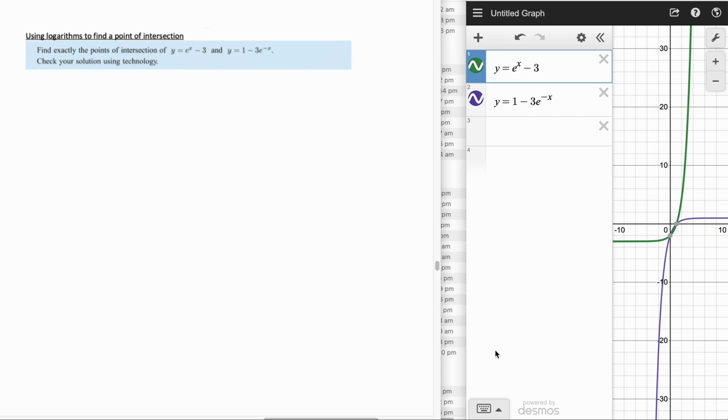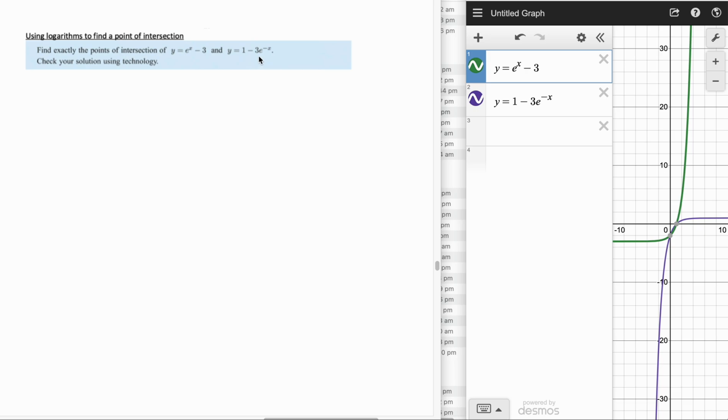We're going to be using logarithms to find a point of intersection. So we've got two equations here. We've got y is equal to e to the x take 3, and y is equal to 1 take 3e to the negative x. Now we know that this graph is just a normal natural exponential function that's been translated down 3.